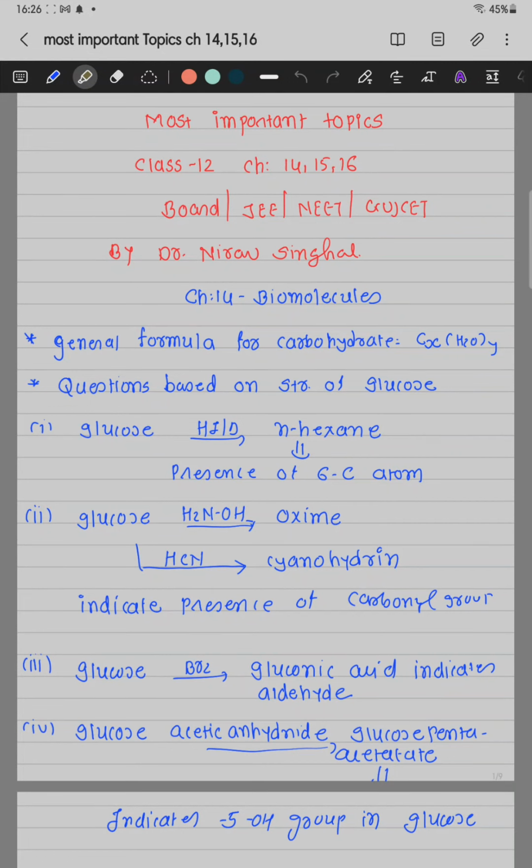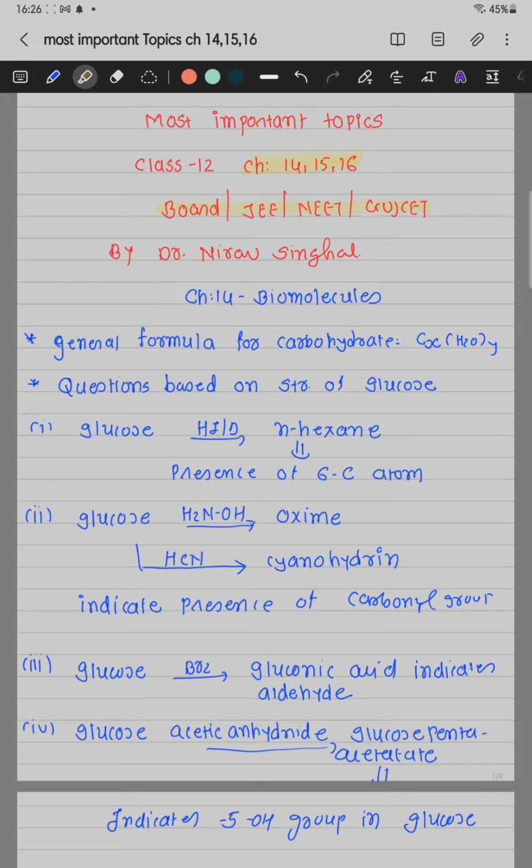Students, in this video we are going to discuss the most important topics from standard 12 chapters 14, 15 and 16: biomolecules, polymers and chemistry in everyday life. These are very important topics for the board, JEE, NEET and GujCET examinations. Please go through this topic to improve your score in upcoming examinations.